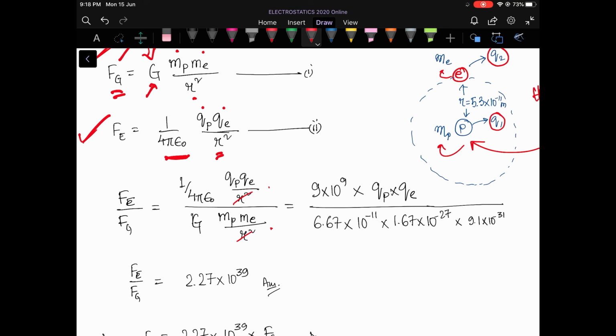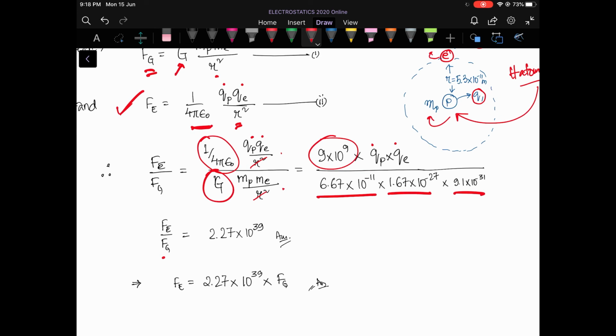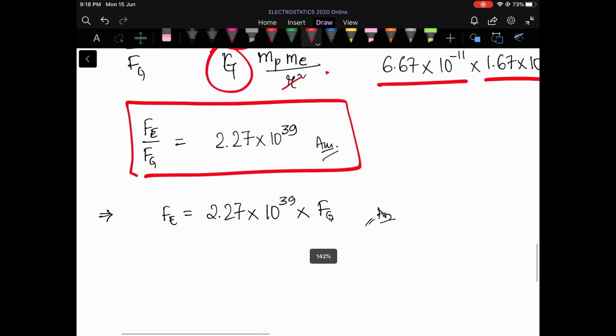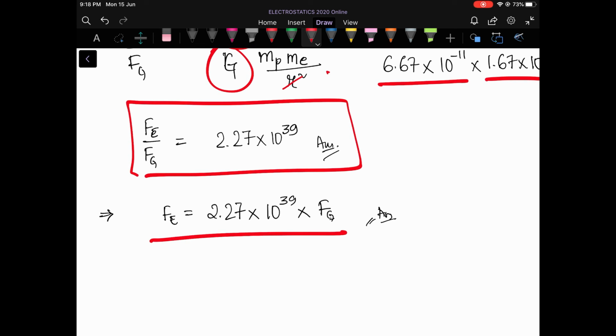And we simply have replaced this by 9 into 10 to the power 9. G has been replaced by 6.67 into 10 to the power minus 11, the universal gravitational constant value. We have written Qp, Qe, mass of proton, and this is mass of electron. When we solve this, we are going to get around 2.27 into 10 to the power 39. Now if you write in this form, it shows that our electric force between the electron and proton is so many times the gravitational force, and of course this is a very large number.